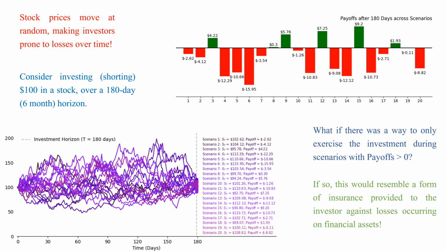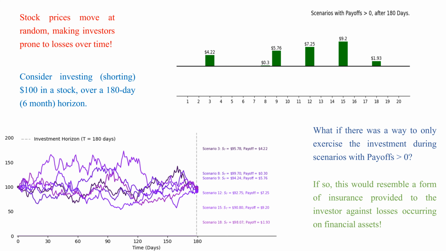And you can see that if the stock price after 180 days is greater than the current stock price, a loss has been made. And if the stock price is less than the current stock price, a profit has been made. So essentially, it's just been reversed from the previous scenario. Now, is there a possible insurance for shorting a stock in this scenario where only payoffs greater than 0 when the investment should be exercised?